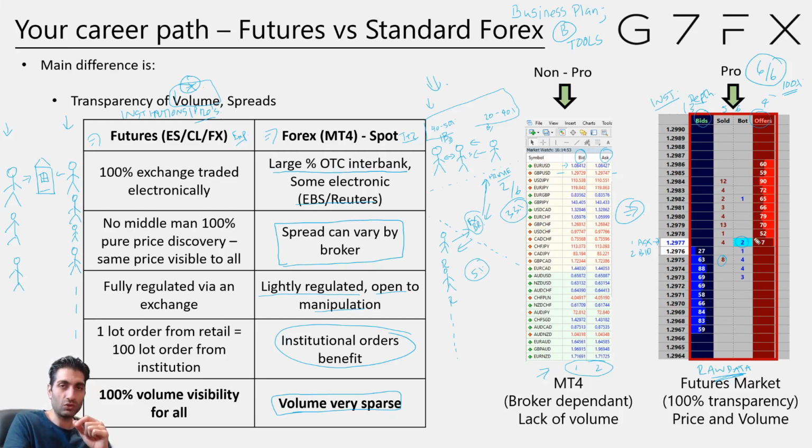So this will be a queue in terms of who gets filled first, the first person to put the offer in. Guys, this could be a retailer like you and me. This could be an institution. This could be an institution. This could be a retailer. Guys, it doesn't matter. Do you see here what I've put? Well, 1 lot order equals 100 lot order from the institution. It doesn't matter. We don't know.